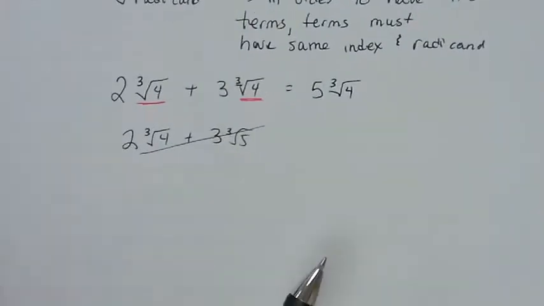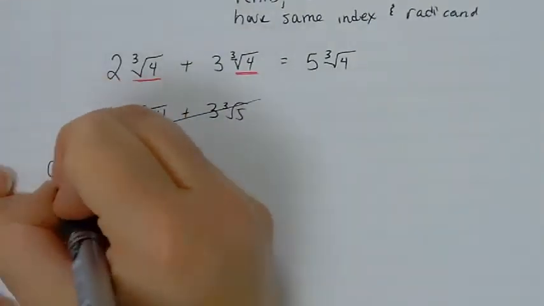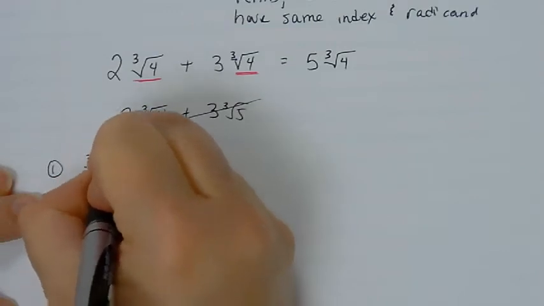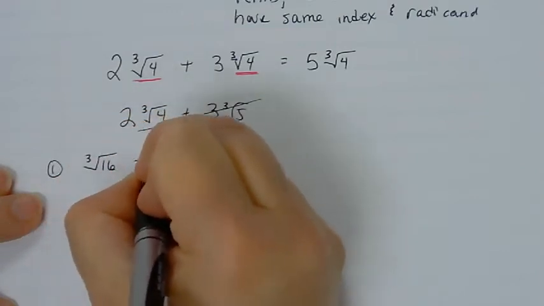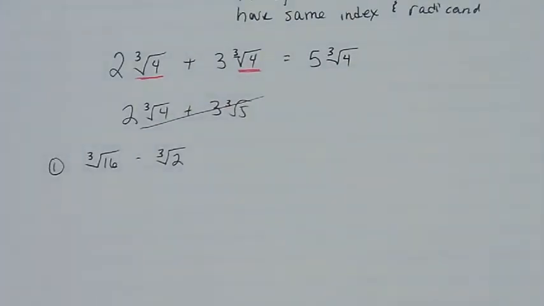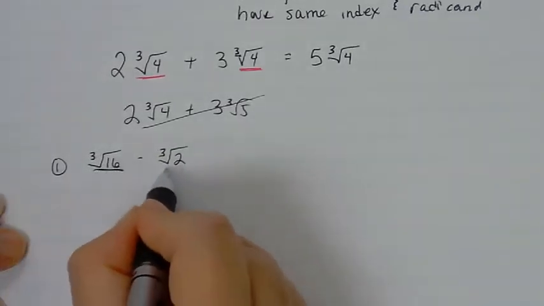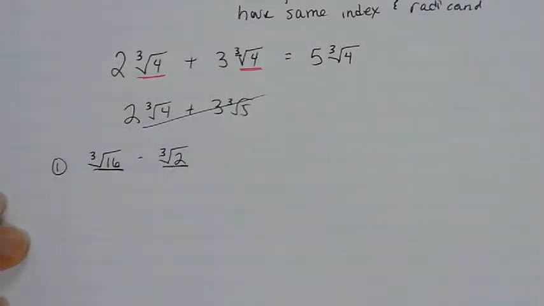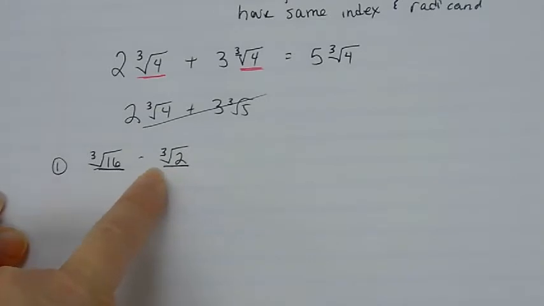So let's do a couple of examples. And I'm going to start with one where they are not the same and show you how we have to make them the same. So I have the cube root of 16 subtract the cube root of 2. In order to be able to subtract them, this entire thing has to be the same as this entire thing. So I'm going to have to work to see if I can make them the same. Since this one's the cube root of 2, it's the most simplified, I'm going to see if I can make that one the cube root of 2.